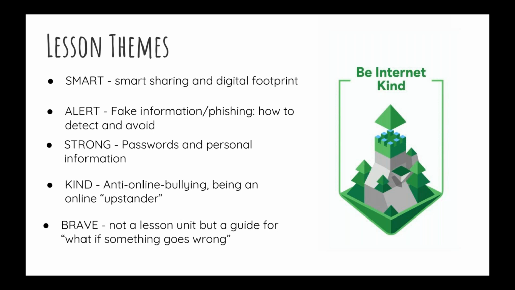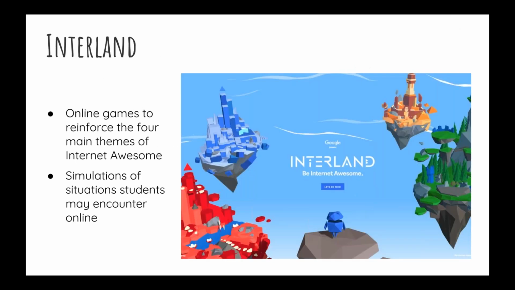And the last one is Brave. It's not really structured as a lesson unit like the other four are, but it's kind of a discussion guide for, like, what if something goes wrong? What if I did give some personal information away and I suddenly realized, oh no, I shouldn't have done that? Or what if I have connected with someone who's doing something not good? Or what if I saw something I probably shouldn't have seen? What do you do then?